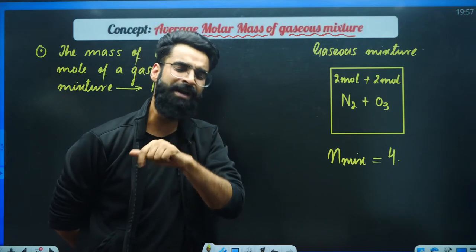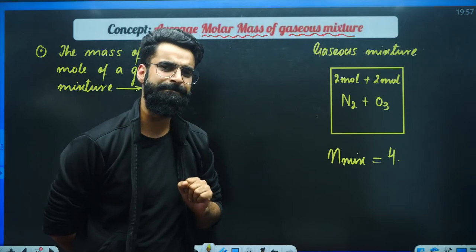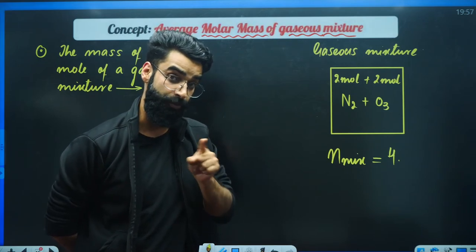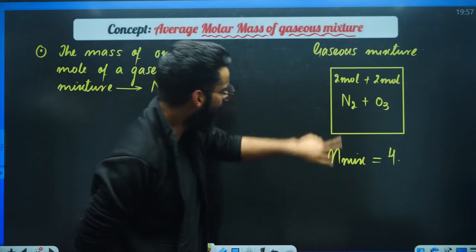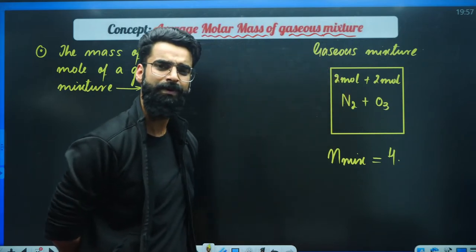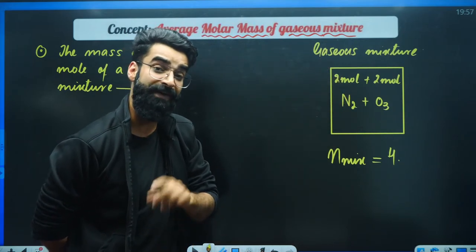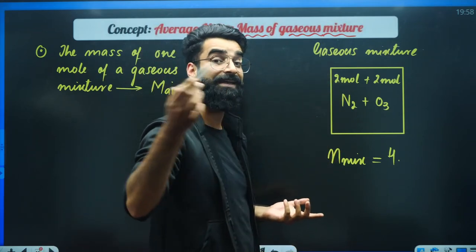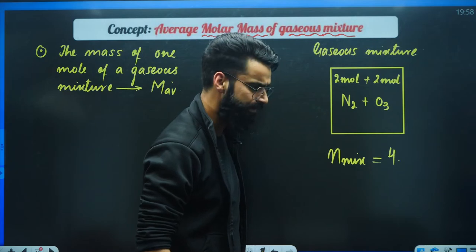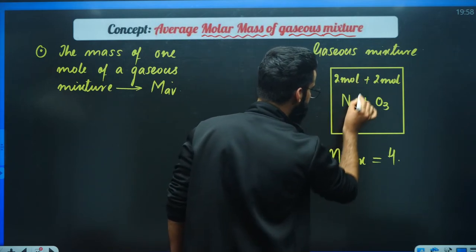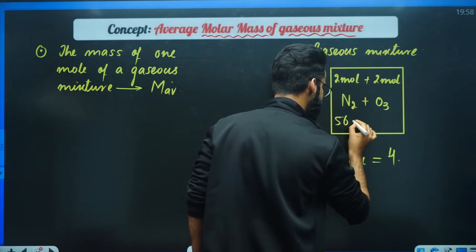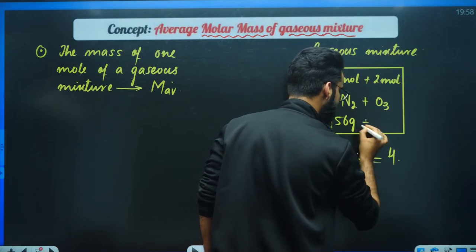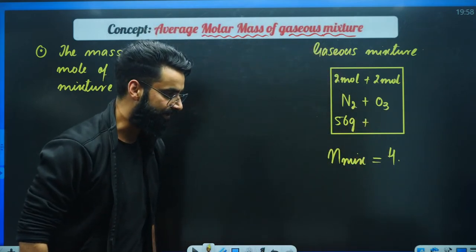Now, if mass of 1 mole of N2 is 28 grams, what will be the mass of 2 moles of N2? Mass of 2 moles of N2 will be 28 into 2, 56 grams. Simple. Right?